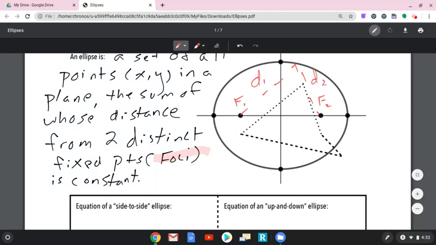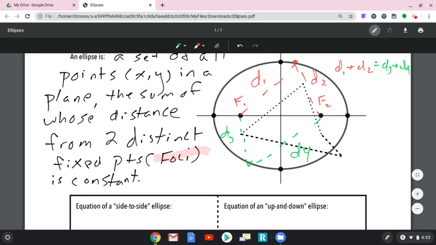They're saying the sum of any point. If I have a point on my ellipse, the sum of the two distances to the foci, in this case D1 plus D2. Now if I picked any other point on that ellipse, I can put a point down here and draw a dashed line to that point. This would be D3 and this would be D4. The sum of those distances would be exactly the same.